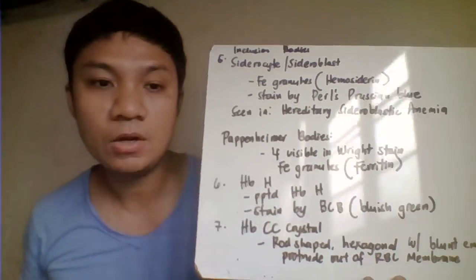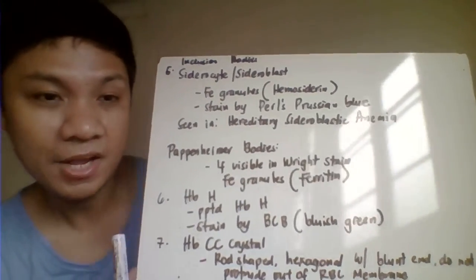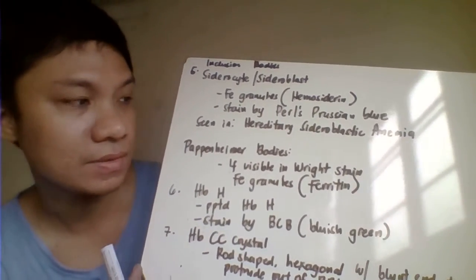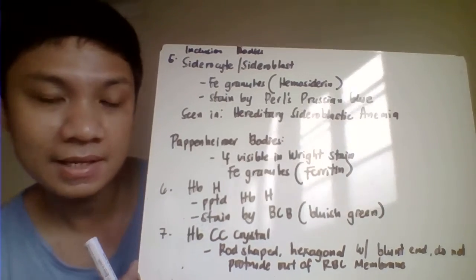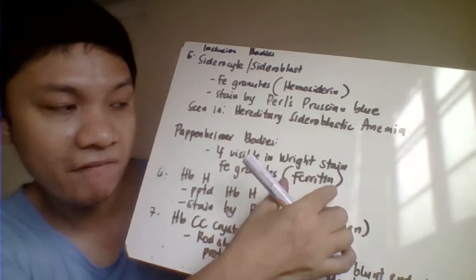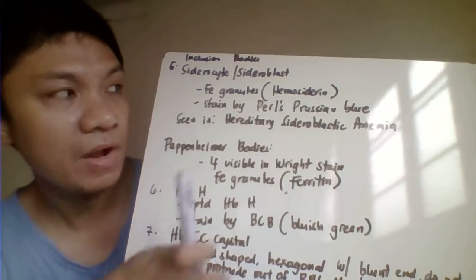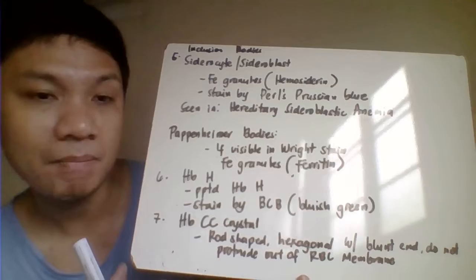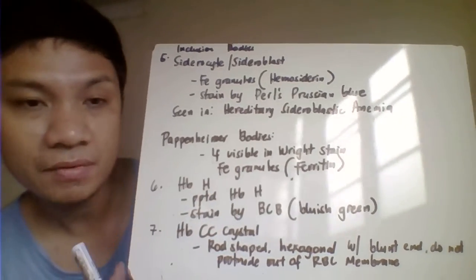Okay, another inclusion, we have your sideroblast or your siderocyte. This is characterized by your iron granules, primarily made up of your hemosiderin. So, hemosiderin is one of your storage na granules. Okay, stained by our iron stain Prussian blue. So, this is seen here with your hereditary sideroblastic anemia. Pappenheimer bodies are also your iron granules, primarily made up of your ferritin nga lang. Hemosiderin and ferritin are your storage granules. So, if it was made up of hemosiderin, that's your sideroblast. If your storage granules or iron granules are made up of ferritin, then that's your Pappenheimer bodies. Okay, usually Pappenheimer bodies could even be seen with the use of your Wright stain.